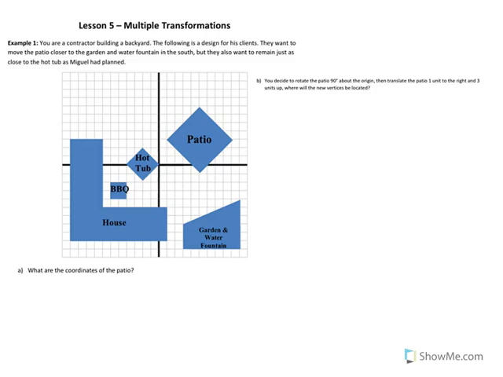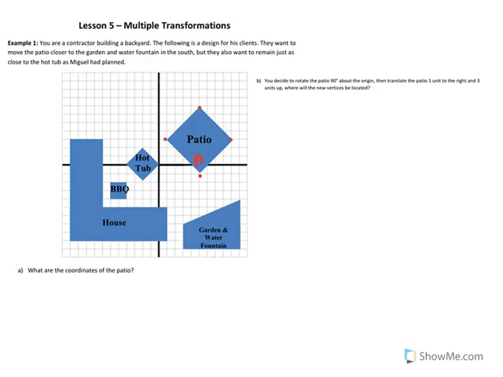Lesson 5, Multiple Transformations. Okay, you're a contractor building a backyard. The following is a design for your clients. They want to move the patio closer to the garden and the water fountain in the south, but they also want to remain just as close to the hot tub as Miguel had planned. So, first of all, we're going to figure out what the coordinates of the patio are. So there's our patio. Those are our coordinates.